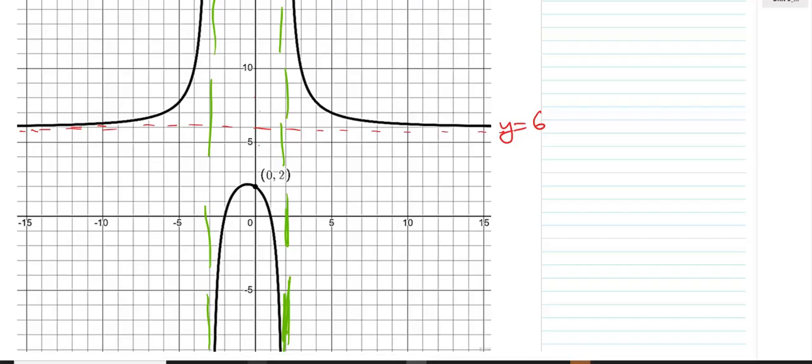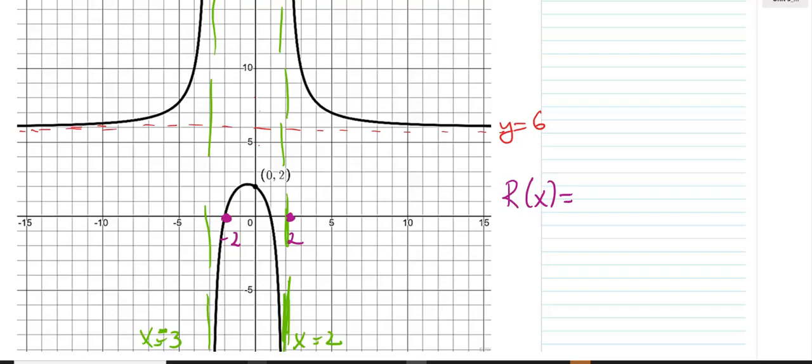Okay, so this vertical asymptote will be x equals 2. This vertical asymptote will be x equals -3. We do have x-intercepts here, -2 and 2. So let's write down this rational function.